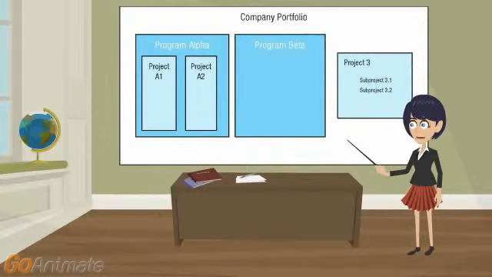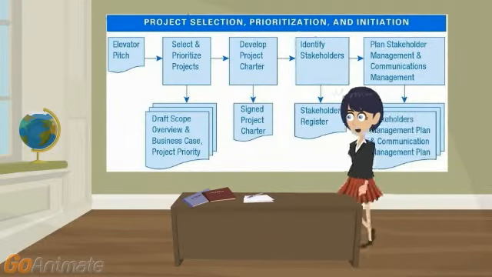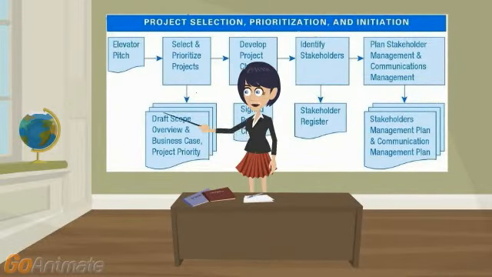Once potential projects are identified and briefly described, they should be put through a process to determine which will be selected and what their relative priorities are, as you can see in this chart. There are a series of processes that collectively are used to select, prioritize, and initiate projects. The rectangles represent work processes and the documents represent inputs into and deliverables out of the work processes.